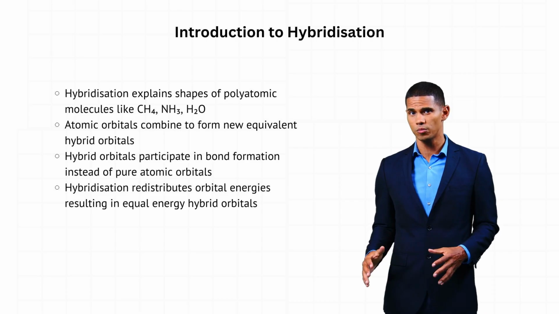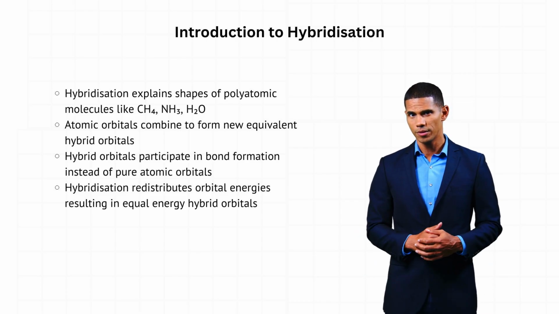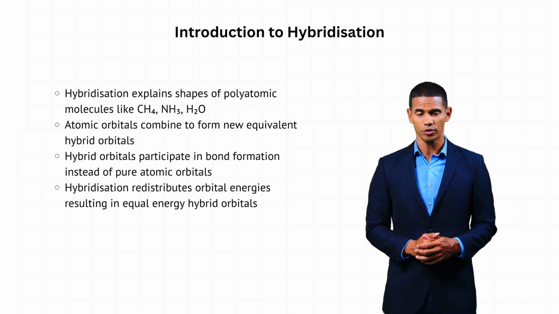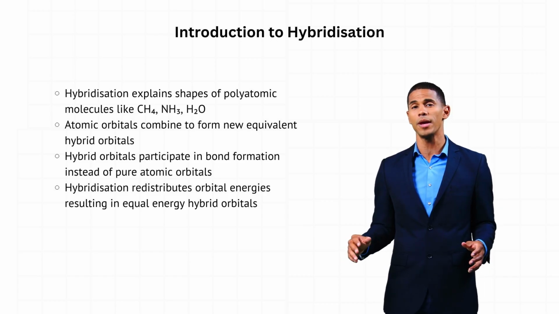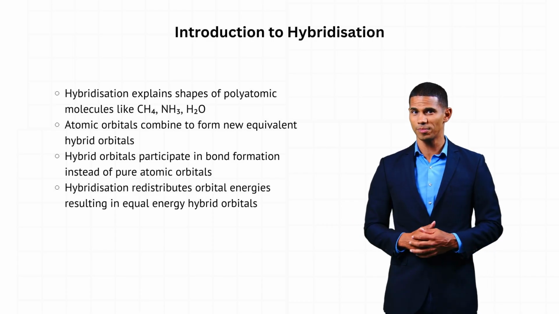Hybridization is the process where atomic orbitals of an atom, like the s and p orbitals, mix or hybridize to form new orbitals called hybrid orbitals. These newly formed orbitals are all of equal energy and shape, unlike the original pure orbitals. It's like mixing different paint colors to create a new, uniform shade.